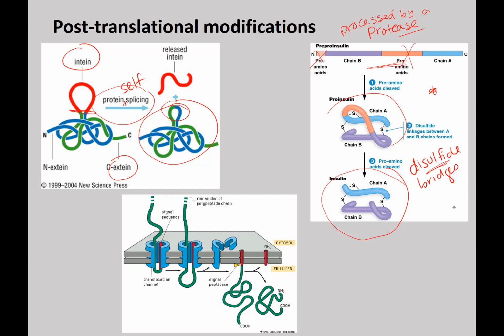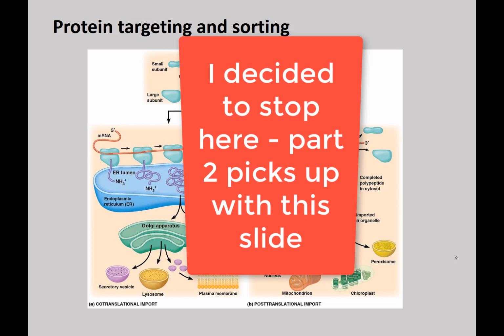And another post-translational modification could be the removal of a signal peptide. So we're talking a lot about signal sequences that direct the proteins where to go. Sometimes these are cleaved co-translational, sometimes they're cleaved post-translational. Okay? All right. We got a few more. Protein targeting and sorting.